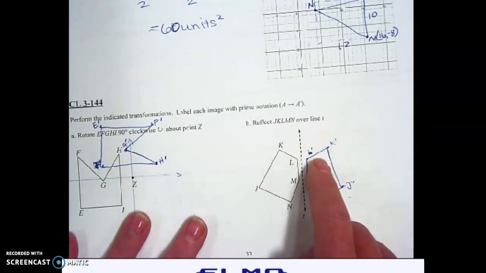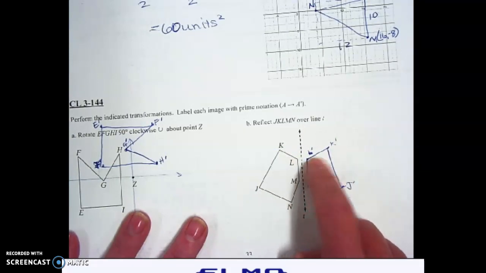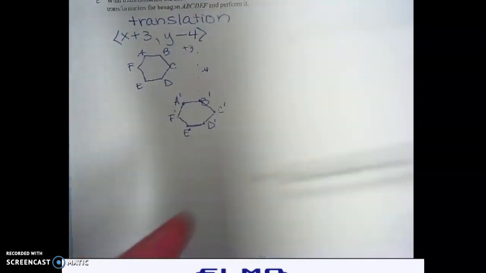Part B is a reflection over the line T. So every point is equidistant. K is the same distance here to K prime. L is the same distance here to L prime, M is the same distance to M prime, N is the same distance to N prime, and J is the same distance to J prime. Turn it over to the back.